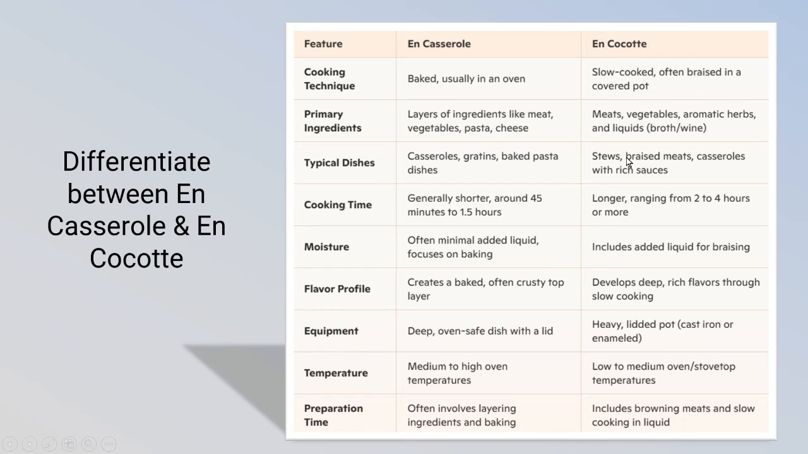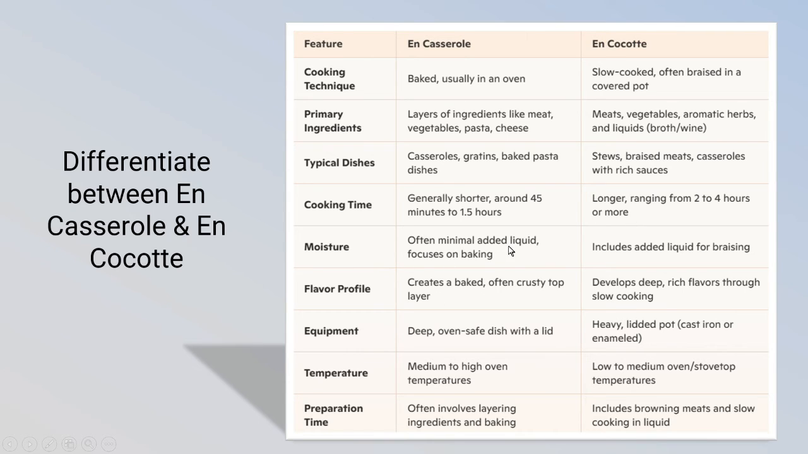And in cocotte, we can prepare a stew, braised meat, or casserole with rich sauce. This can also be made. These are all variations. Cooking time: casserole is generally shorter, around 45 minutes to 1.5 hours. Cocotte is longer, ranging from 2 to 4 hours or more.